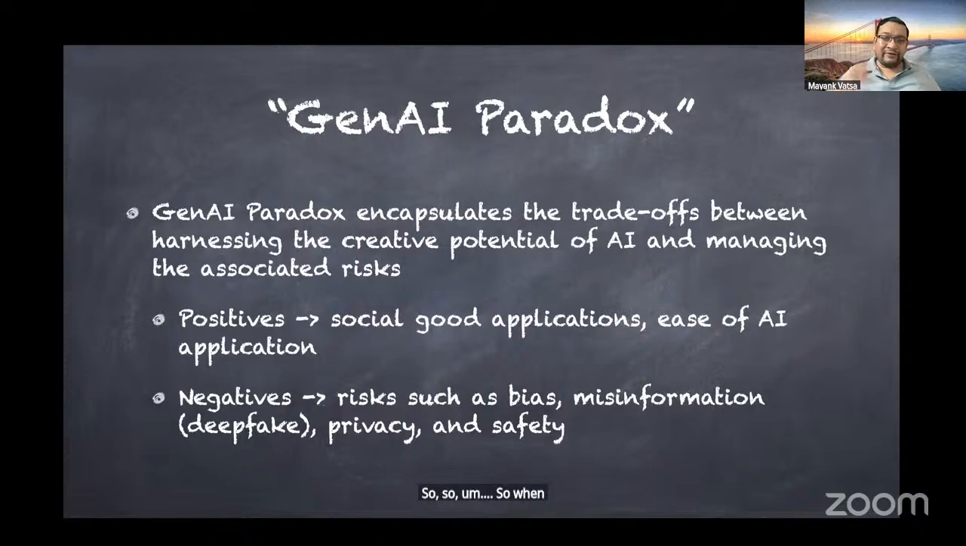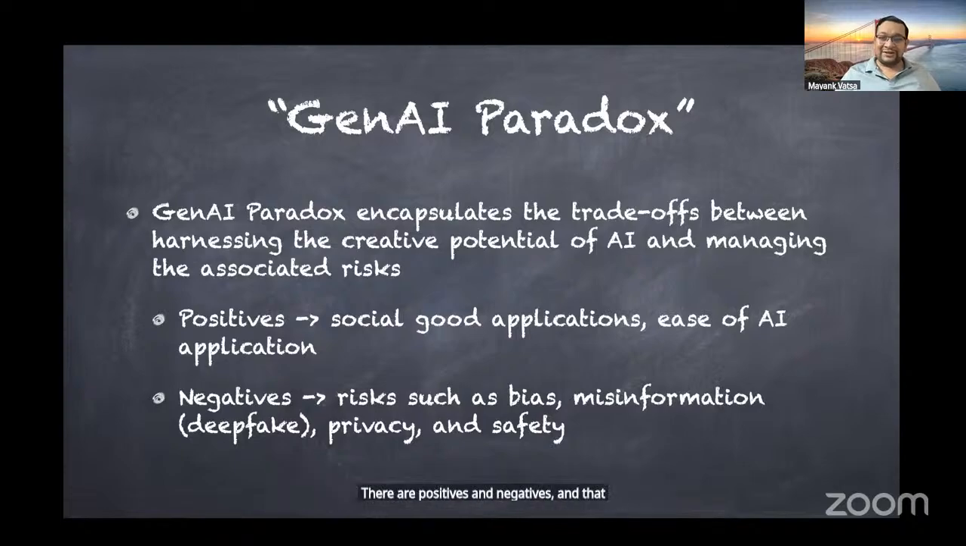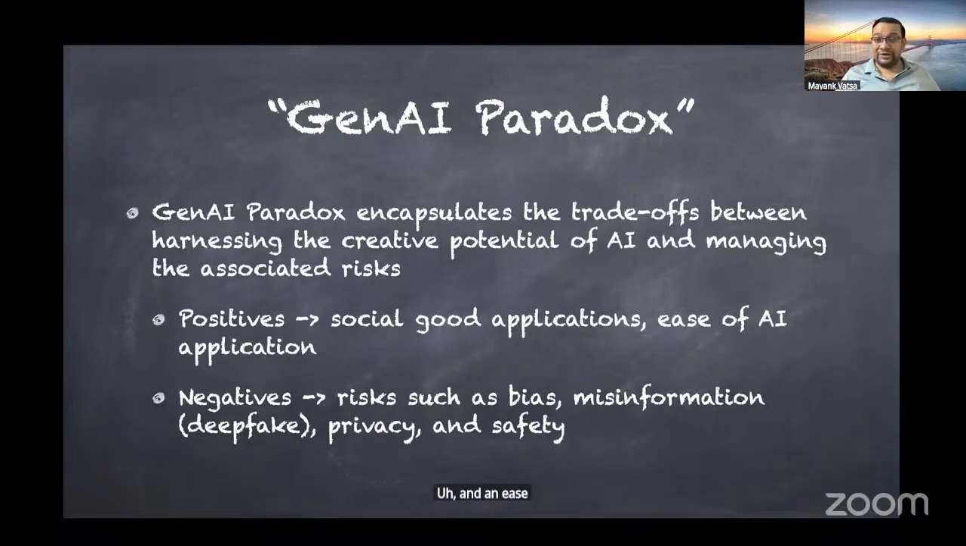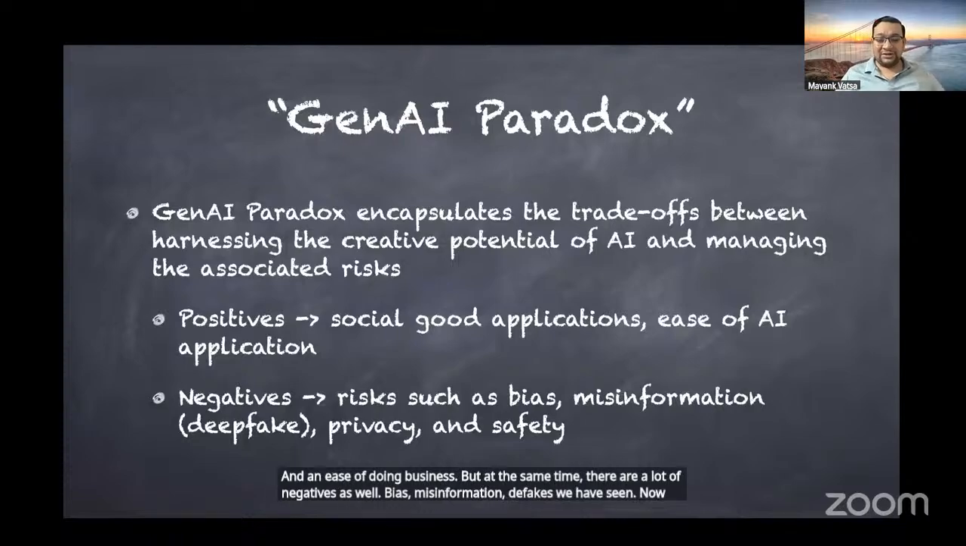when we talk about generative AI, there are two sides to any technology for that matter, right? Be it nuclear technology or generative AI, there are positives and negatives, and that's why it's a paradox. We talk about social good applications and ease of doing business, but at the same time, there are a lot of negatives as well. Bias, misinformation, deepfakes, we have seen. Now, slowly, the discussions around privacy and safety are also coming up.